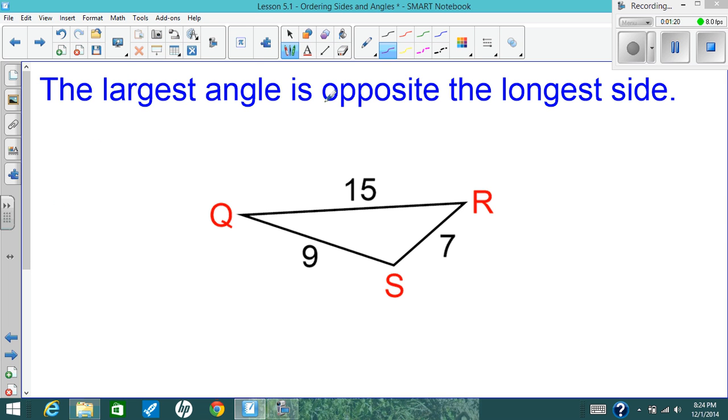Similarly, the largest angle is opposite from the longest side, so we can do that in reverse. If we find the longest side, which is QR here, it's 15, we can find the largest angle. It's across the triangle. Angle S here is the largest.